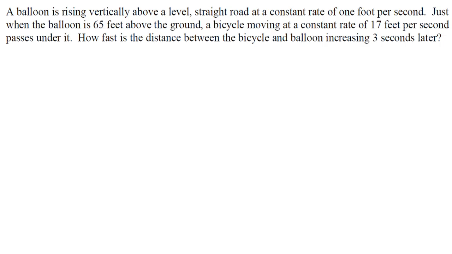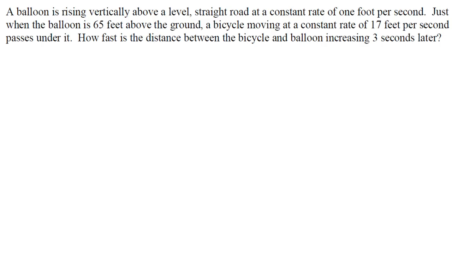For our next one here, we have a balloon that is rising vertically above a level, straight road. All right. As that's happening, a bicycle that is moving at a constant rate of 17 feet per second passes under it, right, at the exact moment when the balloon is 65 feet above the ground. We want to know how fast the distance between them is increasing 3 seconds later. So this one kind of sounds like it's going to be complicated, but it's really not all that bad.